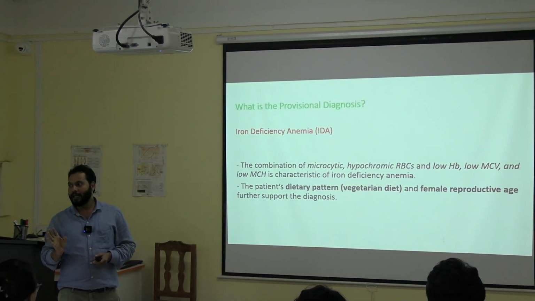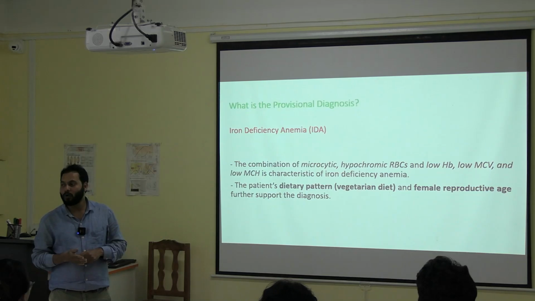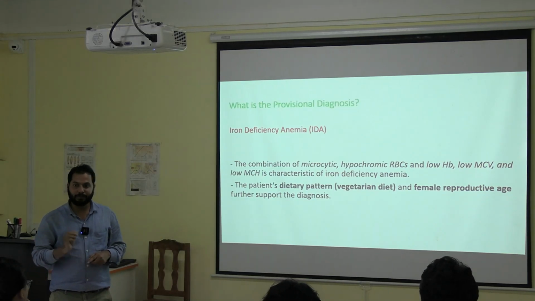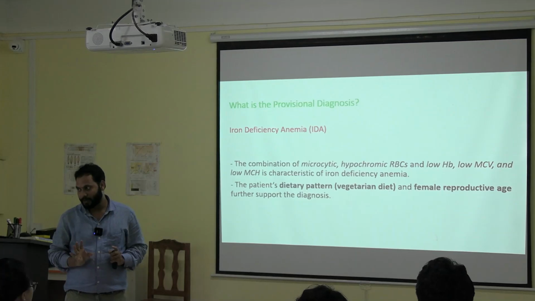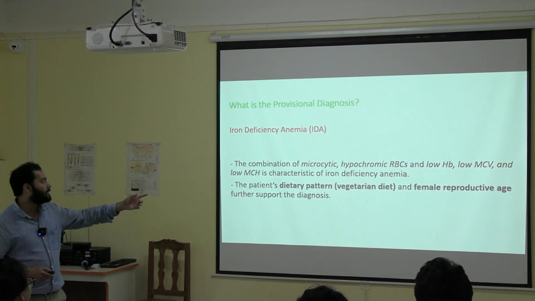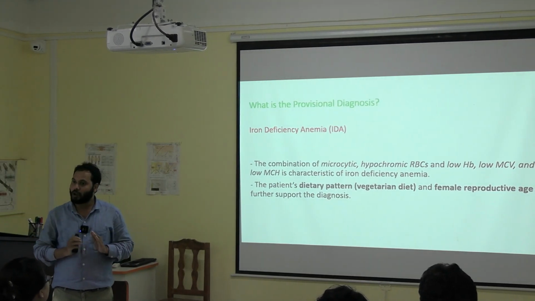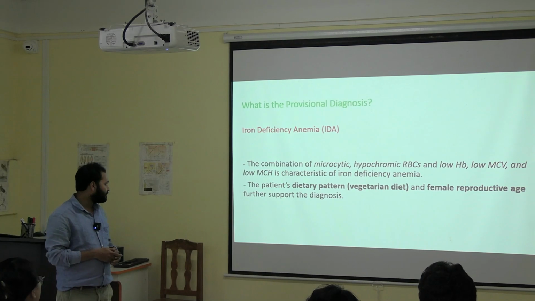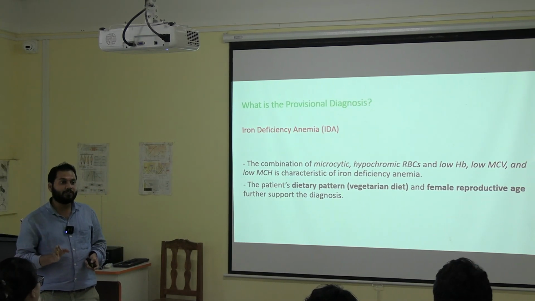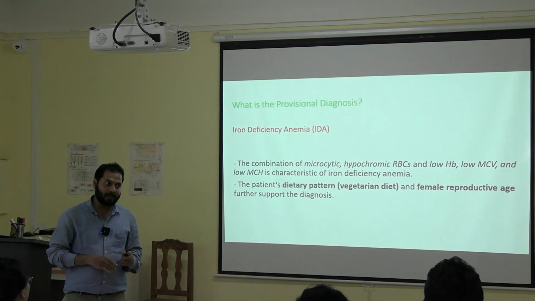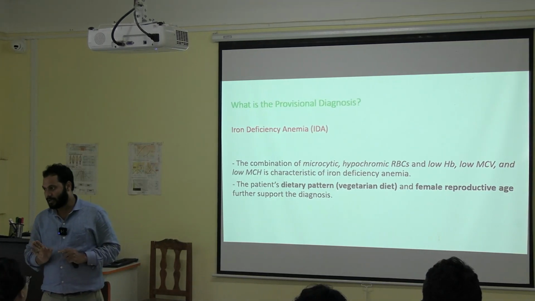All these criteria actually point to the deficiency of a specific type of micronutrient, that is iron. Clear? Now along with this, what we have seen is that the level of blood hemoglobin is also below normal. Now another important piece of information that we can use for the provisional diagnosis is the dietary pattern.